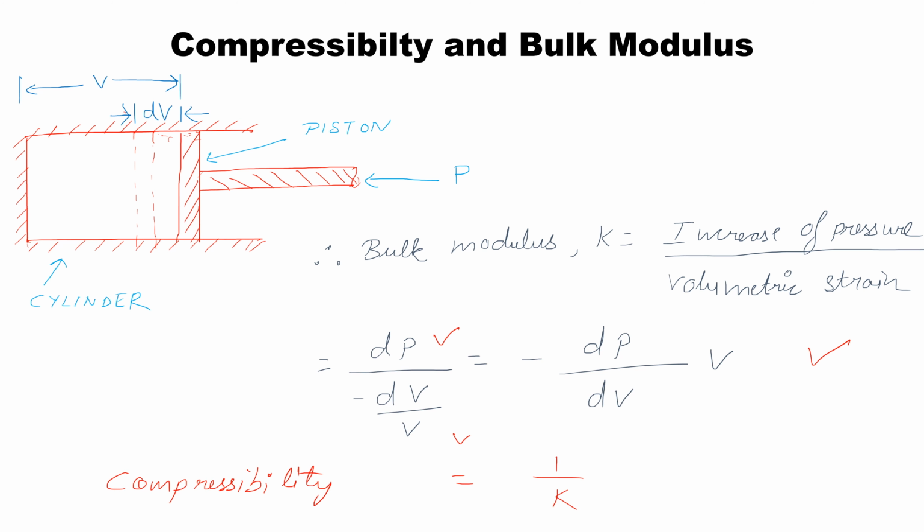Now we will define compressibility. Since compressibility is the reciprocal of bulk modulus, 1 divided by K, that is 1 divided by bulk modulus, will give us the value of compressibility. We denote it by Z.